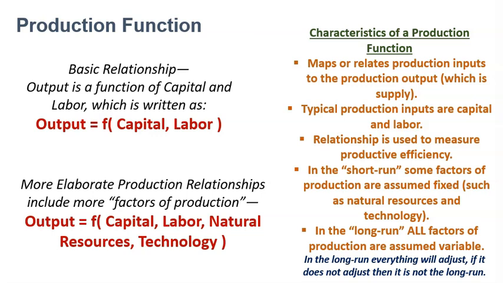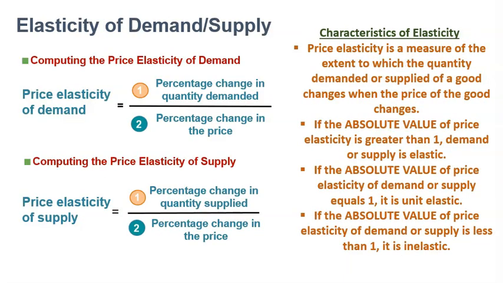The key characteristics of the production function are: 1. It maps or relates production inputs to the production output, which is supply. 2. Typical production inputs are capital and labor. 3. This relationship is used to measure productive efficiency. 4. In the short run, some factors of production are assumed fixed, such as natural resources and technology. 5. In the long run, all factors of production are assumed variable. We shall see later that this production concept underlies the GDP statistic.